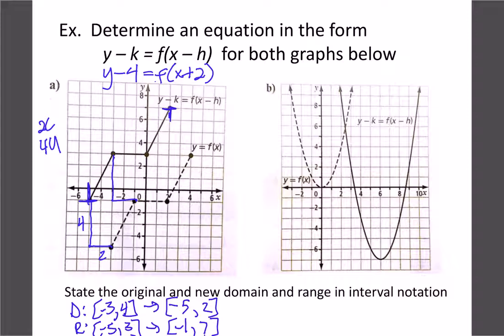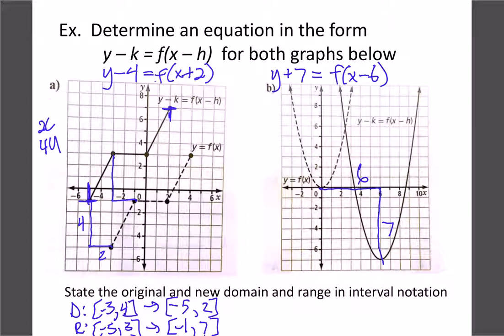So the dotted line again, this quadratic, is our original graph. We've moved it over. It looks like we went to the right 6 units and down 7. So as an equation, let's do the right first. Right will be negative in the equation, so x minus 6. Down 7 would be -7, but let's move that to the other side, so that should be +7. So y plus 7 equals f(x minus 6). And our domain and range would work pretty much the same. We won't bother wasting time going through that.